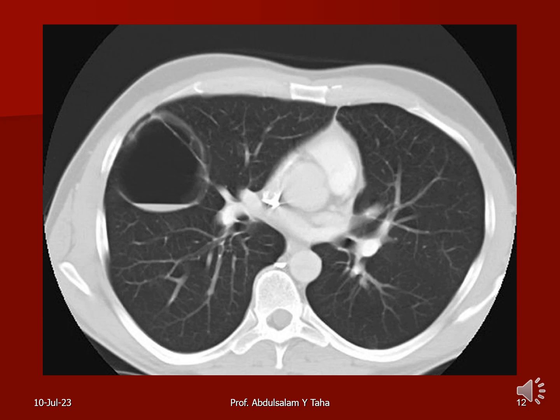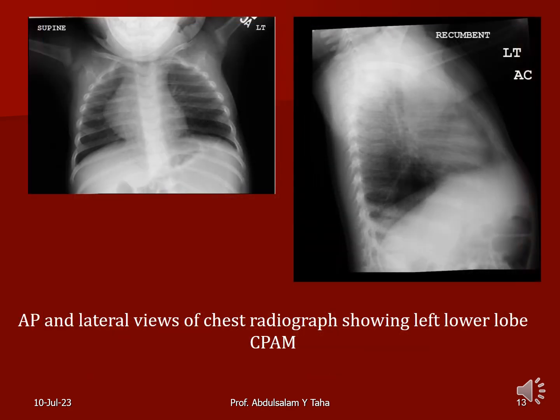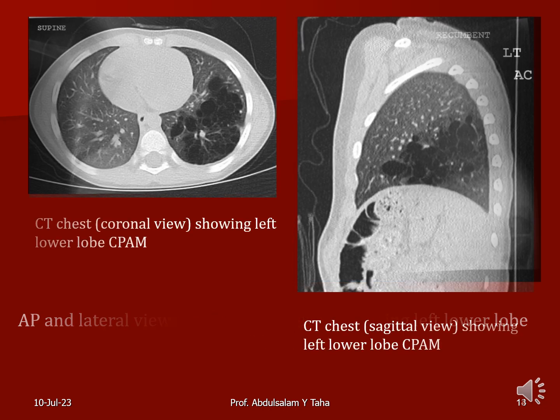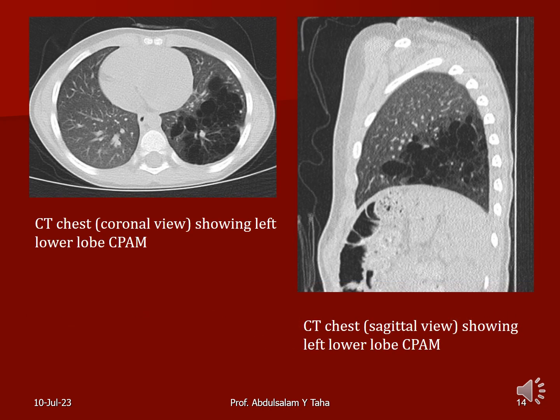So in this CT scan we can see a peripheral large air cyst which might be a type 4 CPAM. PA and lateral views of chest radiograph showing left lower lobe CPAM. Chest CT coronal view showing left lower lobe CPAM in the picture on the left side, and chest CT sagittal view showing left lower lobe CPAM on the right side of the picture.